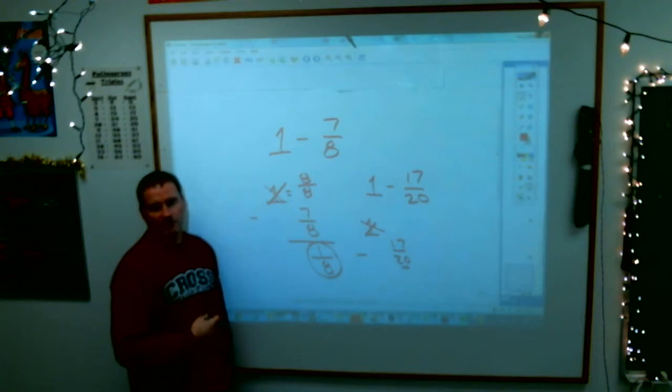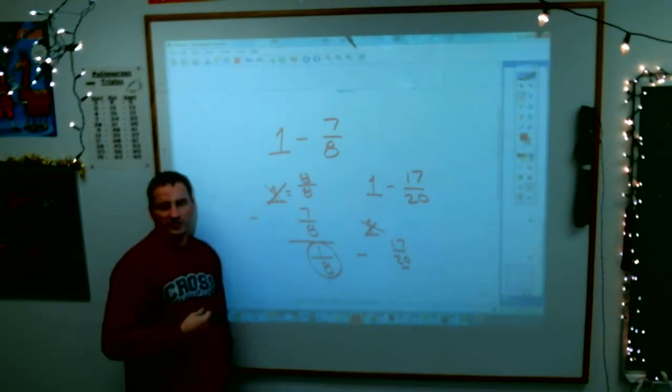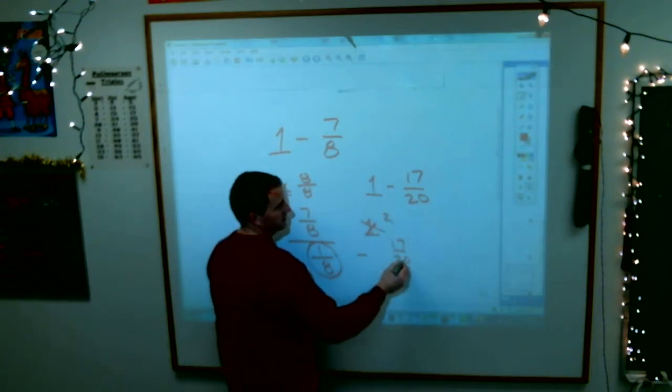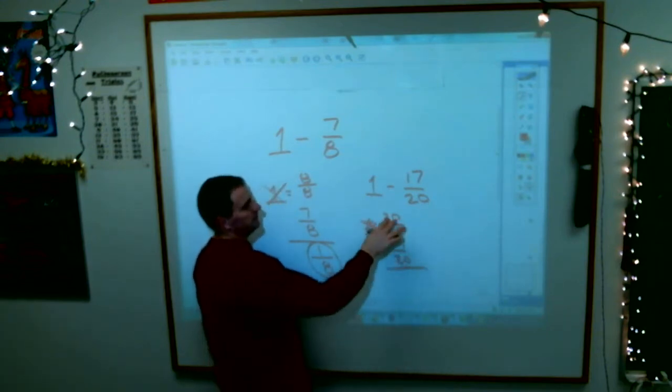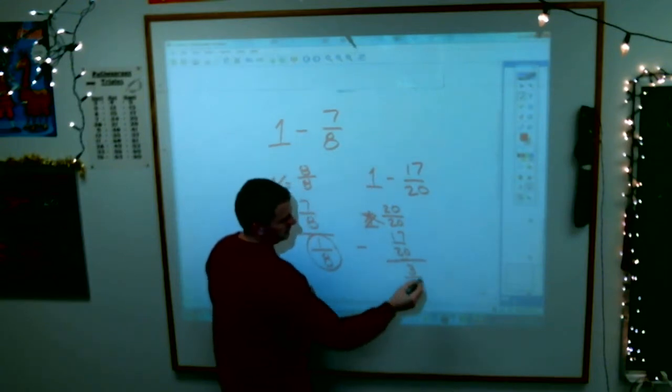So what am I going to make? Change my 1 into what over what? I am not going to make it 13 because 13 doesn't work well with 20. Charlie? 20/20. Whatever this bottom number is, that's what I want to change my 1 into, 20/20s. And then I can do my subtracting. 17 from 20 is 3 20s.